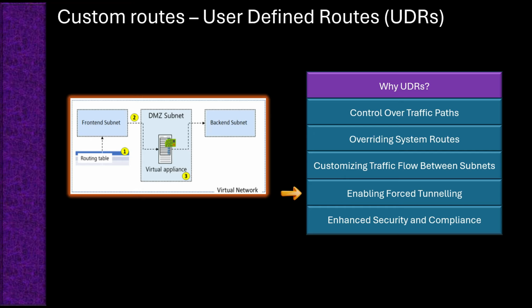rather than letting it exit directly from Azure. This is a common requirement for organizations that must comply with strict data security regulations. To enforce forced tunneling, UDRs are configured to send internet-bound traffic through a VPN gateway or ExpressRoute circuit.